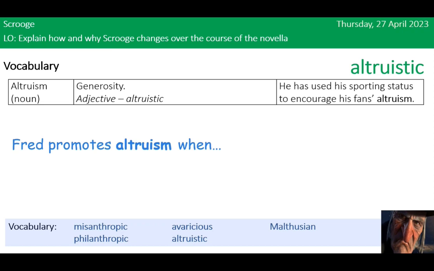The last word then for this lesson, altruism, means generosity. And the adjective, which you're more likely to use probably, is altruistic. So Scrooge becomes altruistic later on in the novella. And Fred promotes altruism when? I want you to complete the sentence, so pause here. Think of a key quote for Fred. He wants people to open up something, and get that written in, please.